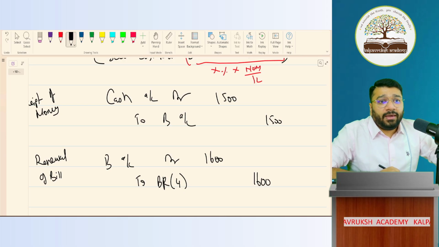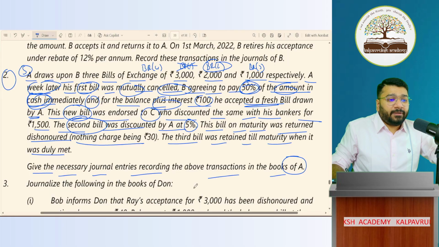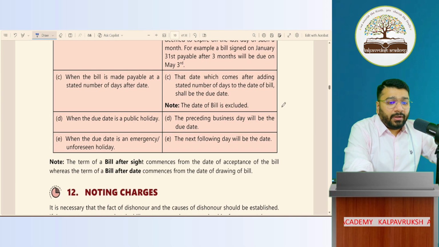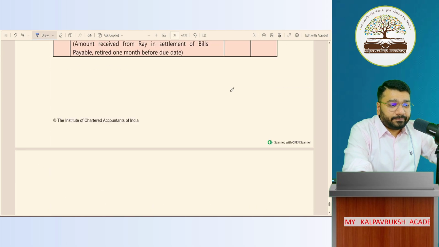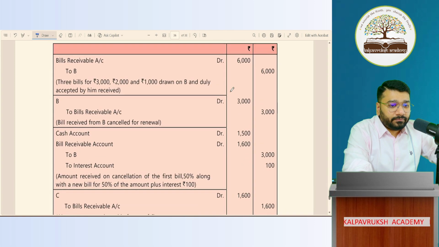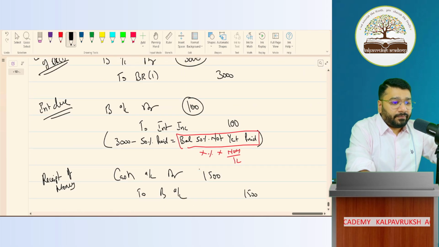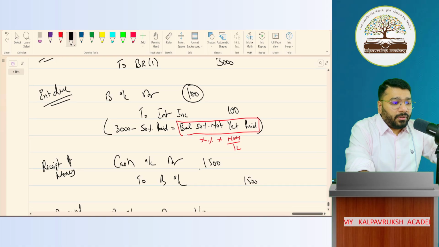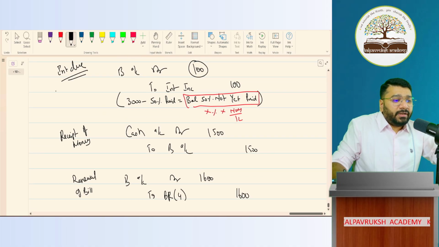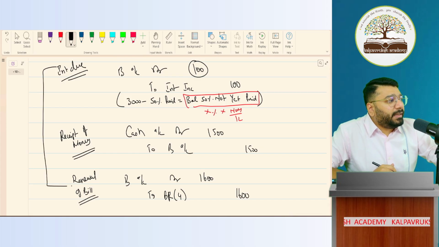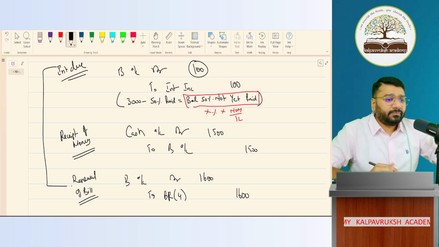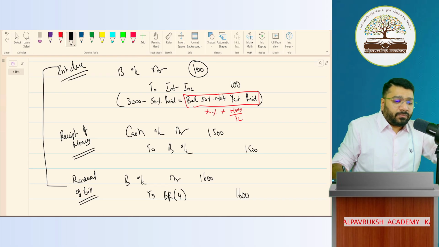Okay, not okay? So far clear? Online people, so far clear or not clear? Now what they have done is combined the entries. These three entries they have combined: interest due entry, receipt of money entry, renewal of bill. All three entries are combined. Will you manage the combined entry? Or should I combine and show again? Okay. After this, what is happening?